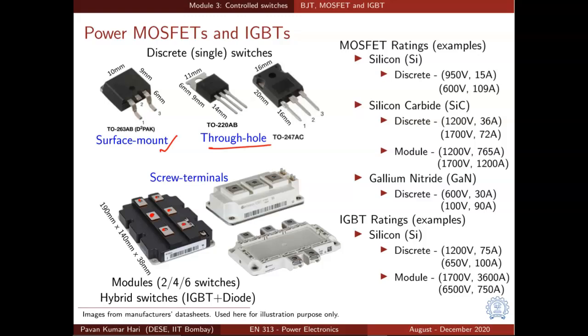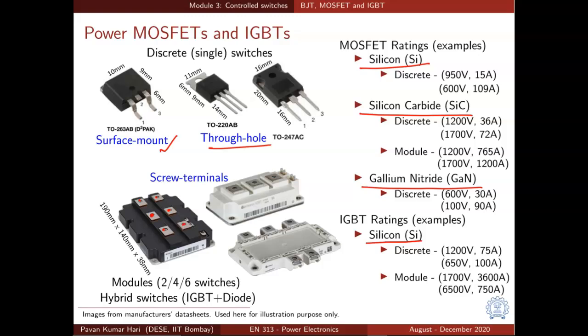These are not all the packages in which the switches are available. There are many other packages which are very specialized for a particular application also. But what is illustrated here are the most popular packages. And here are some example ratings of MOSFETs. The MOSFETs are primarily manufactured using 3 semiconductor materials: silicon, silicon carbide and gallium nitride. Whereas IGBTs are manufactured only using silicon at this moment.